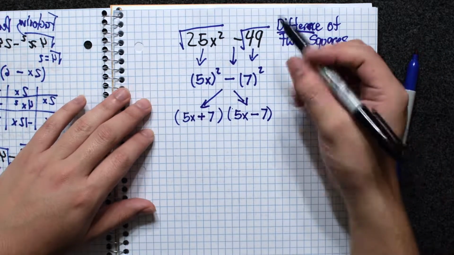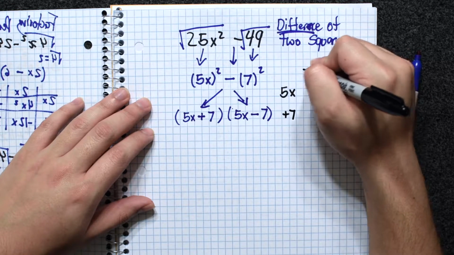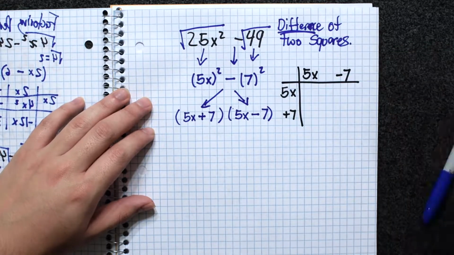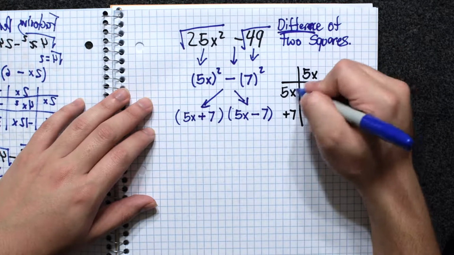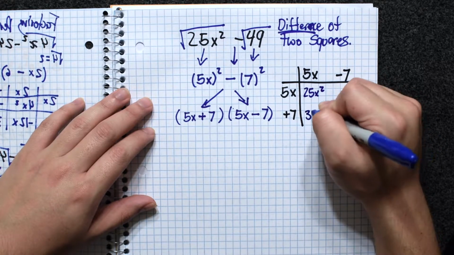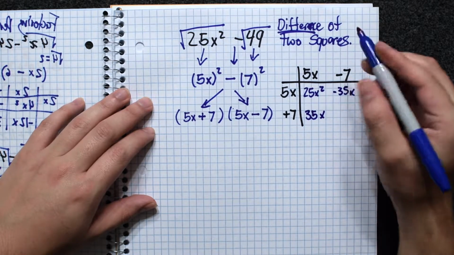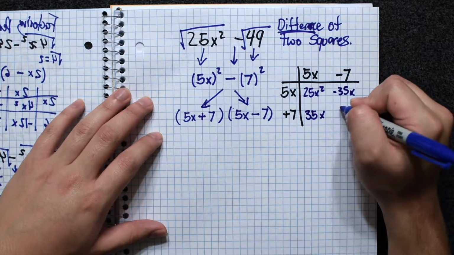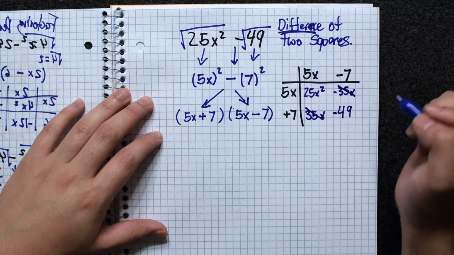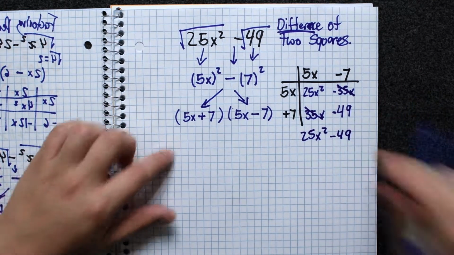Don't believe me? Let's go ahead and try this out. If I multiply 5x plus 7 by 5x minus 7, I would get 5x times 5x, that gives me 25x squared. 5x times positive 7 gives me 35x. 5x times negative 7 gives me negative 35x. And negative 7 times positive 7 gives me negative 49. So this 35x and this negative 35x cancel out, and I'm left with 25x squared minus 49. You see, it all added up.